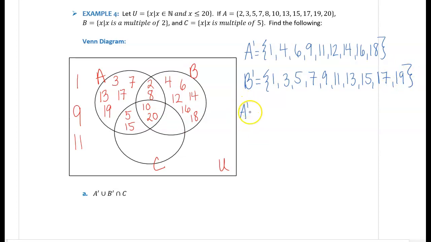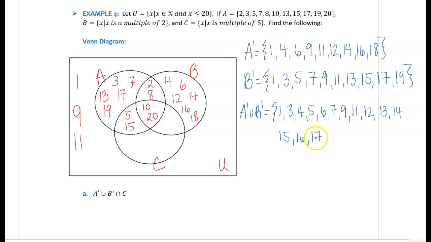We need to find A complement union B complement. So that's all the elements in A complement or B complement. Listing these out, we have elements 1, 3, 4, 5, 6, 7, 9, 11, 12, 13, 14, 15, 16, 17, 18, and 19. We need to intersect that with set C.